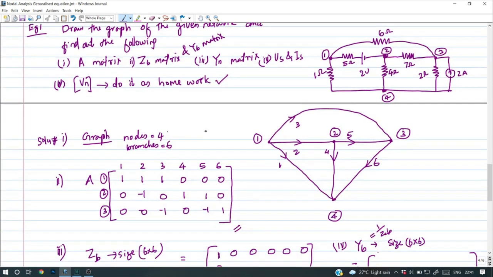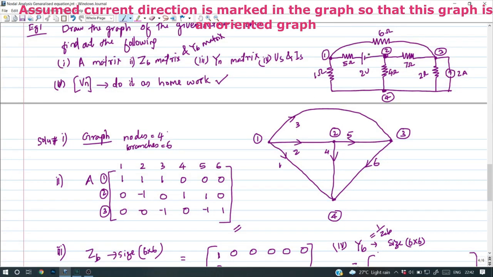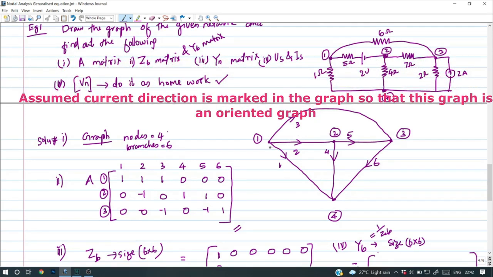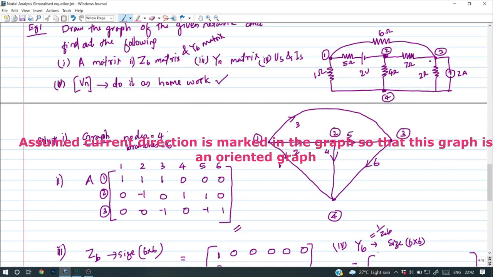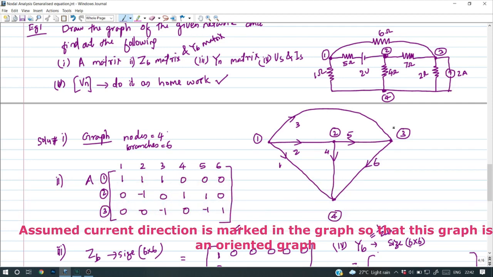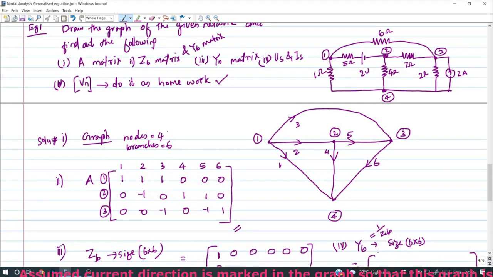So first of all, let's draw the graph of the network. For that you need to identify the number of nodes. Here it is already marked, the number of nodes is 4. You can mark the nodes. And passive elements and voltage sources you can replace by a single line segment, so that is already known to you. And the current source is open circuited. Like this you can complete the graph of the given network.